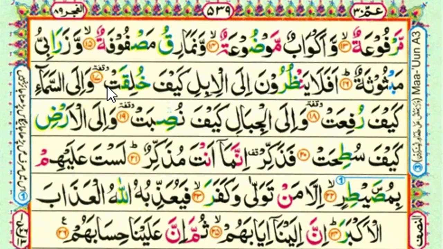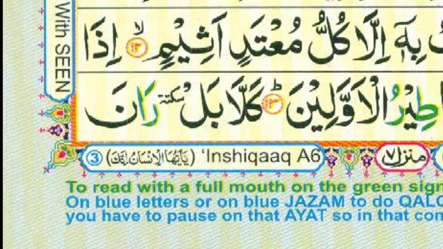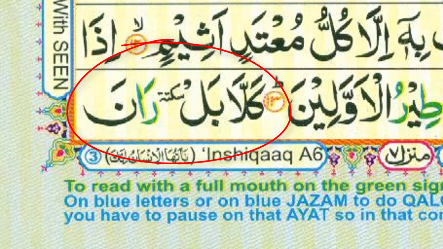So what is the difference between sakta and waqfa? In sakta we hold our voice, or we break our voice, for a while, but in waqfa it's a bit longer, right? An example of sakta is in Surah Al-Mutaffifin, where there is one ayat, kalla bal. After the bal there is a sakta, so we hold our voice, we break our voice, but we do not break our breath. Then we say the next word, as we say kalla bal rana. After the bal and before the rana there is a sakta sign.